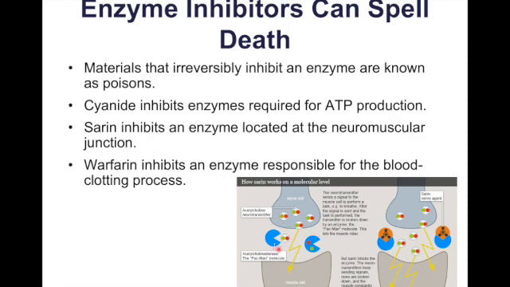Here's an example of sarin, right? This is the neuromuscular junction. So this is a nerve cell, and this is a muscle cell. And normally, these little chemical messengers are being sent across to transmit the message to the muscle cell.